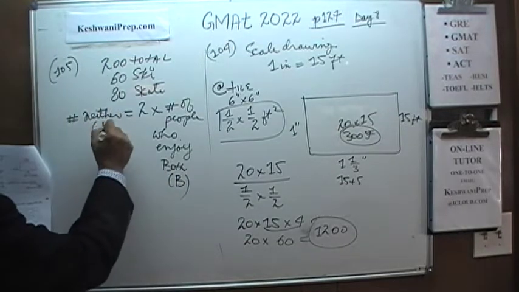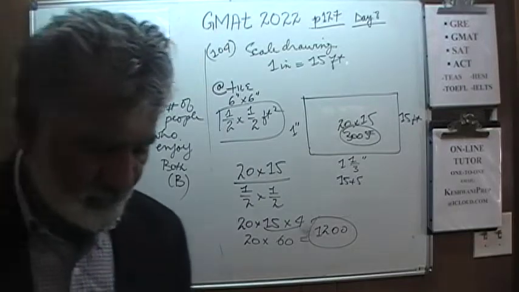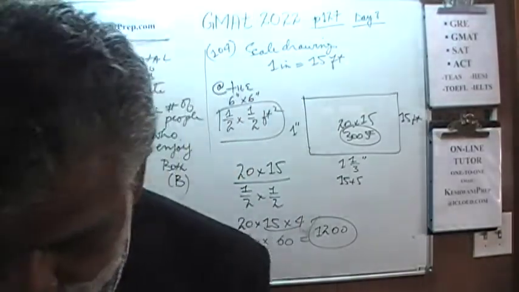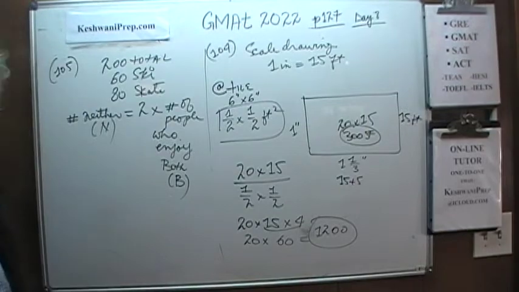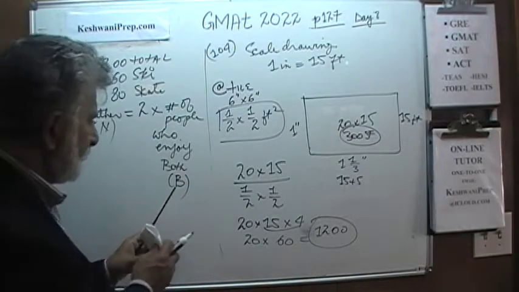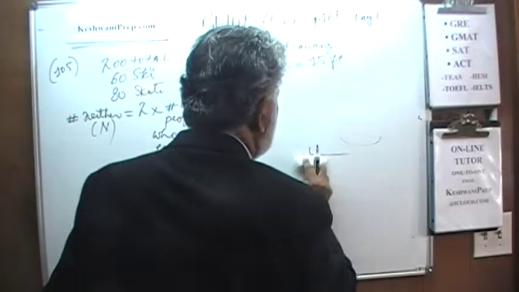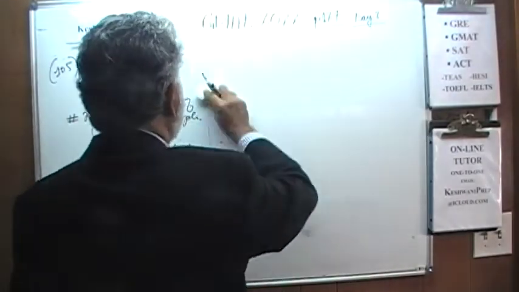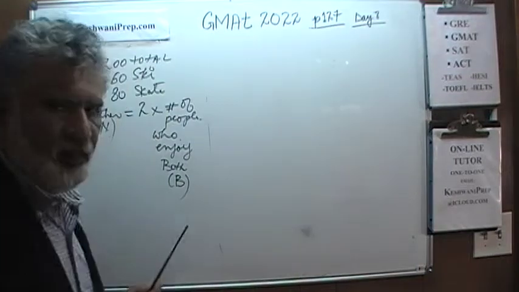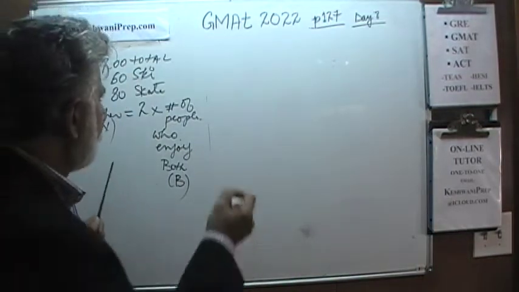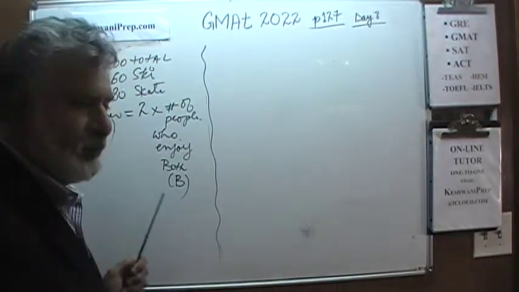The symbol we're going to use to represent the number of people who enjoy neither is N. It's a classic Venn diagram situation, so that's what we're going to do here on this side. Draw a nice Venn diagram, and once we have a proper Venn diagram, the equation will emerge by itself.